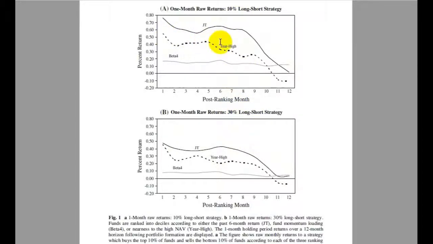The 52-week high strategy starts out pretty good, but ends up dissipating by the 12th month. And the factor loading strategy has really small excess returns, but is fairly consistent over the entire 12 months. And these are all things that we saw in the prior two tables, but it's easier to see graphically here.